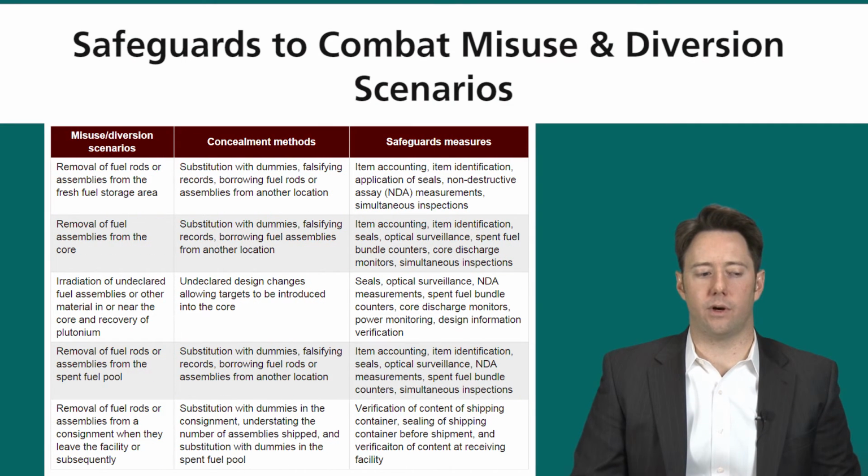So then if we return to our misuse and diversion scenarios, what we have is a very robust and redundant safeguard system that in various places will apply item counting, item identification, application of seals, non-destructive assay measurements, the spent nuclear fuel signatures that we discussed in the previous discussions. And we can also use different types of inspections, simultaneous inspections. We can use some core discharge monitors.